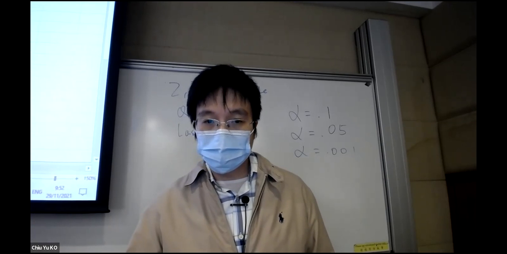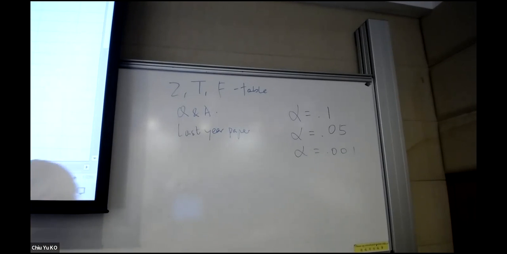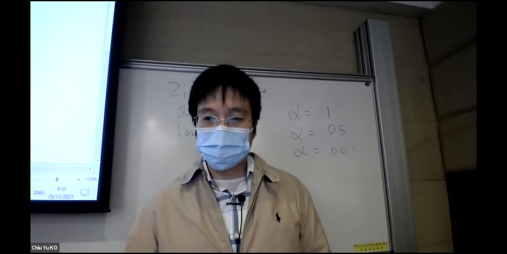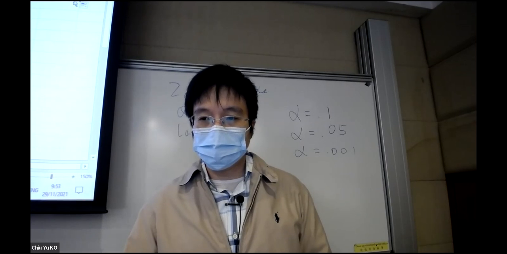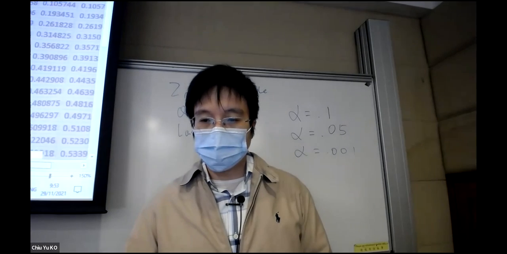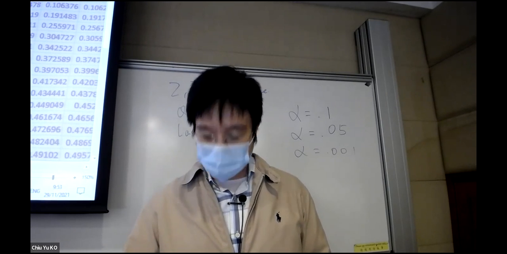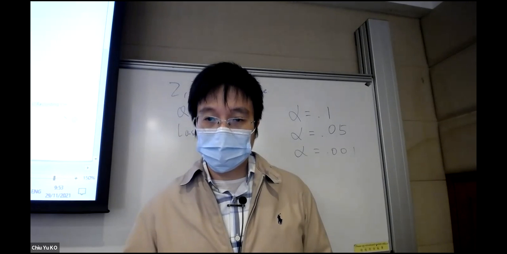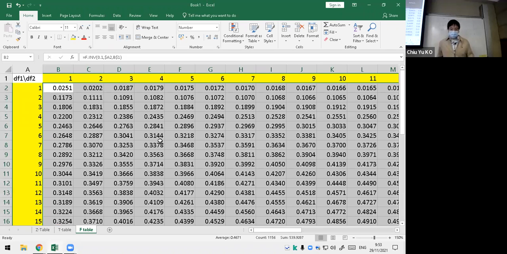So let me show you the formula again. You look at the probability, which is 10%. So I'm creating the first table. Then you just go to the end. So this will be the F table.